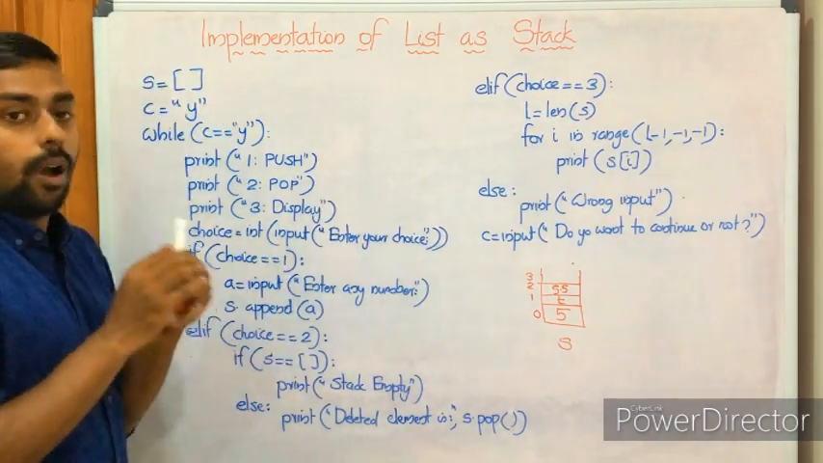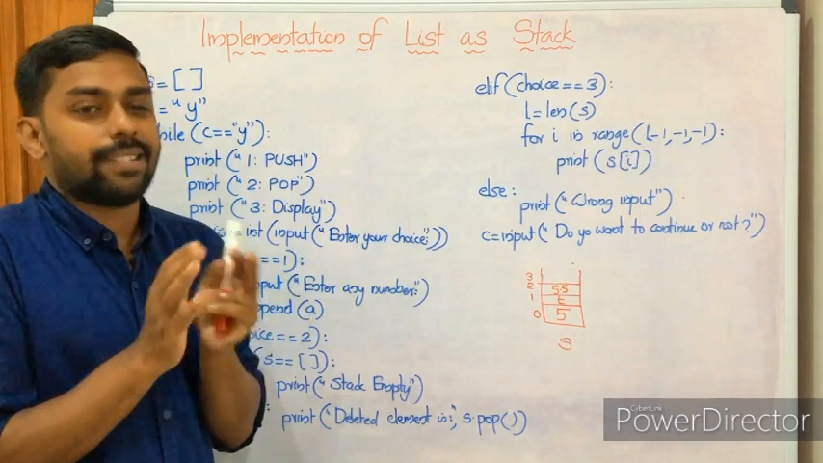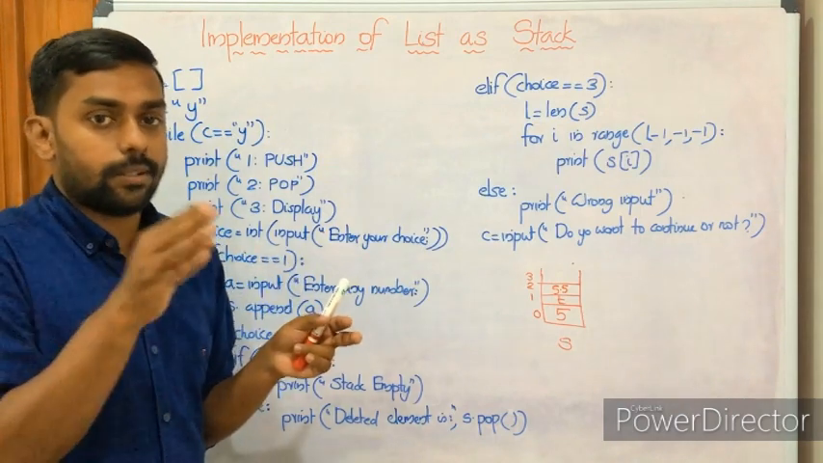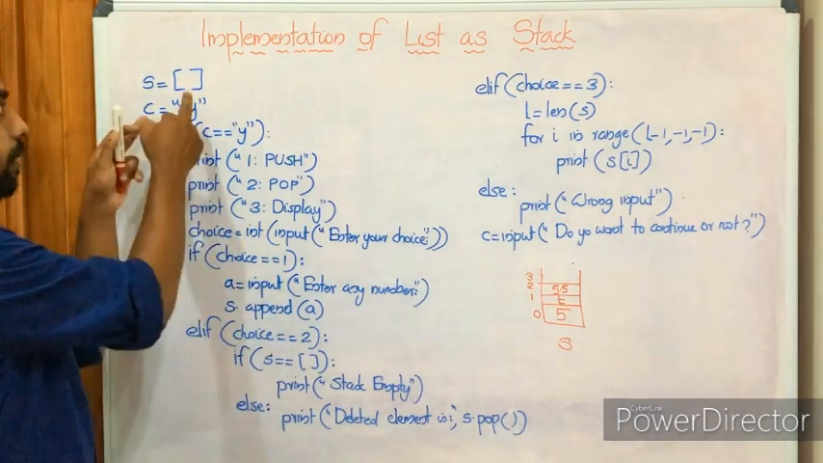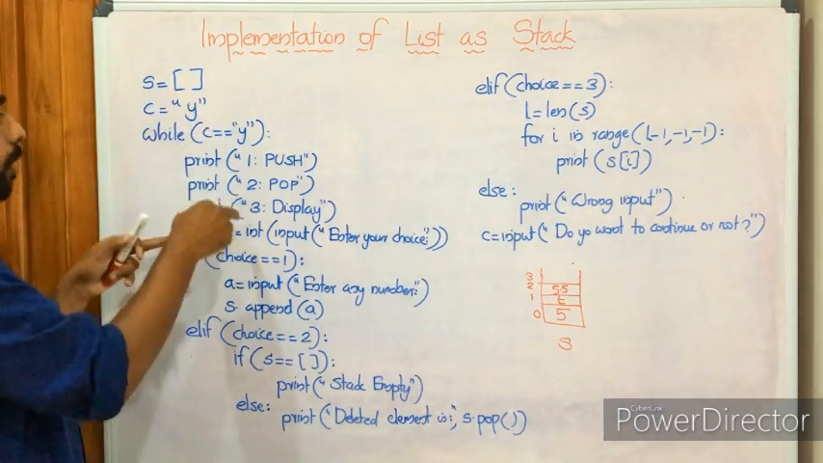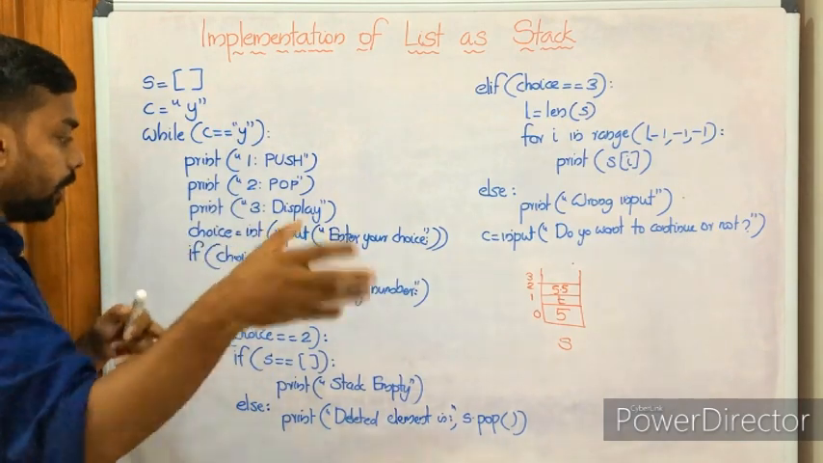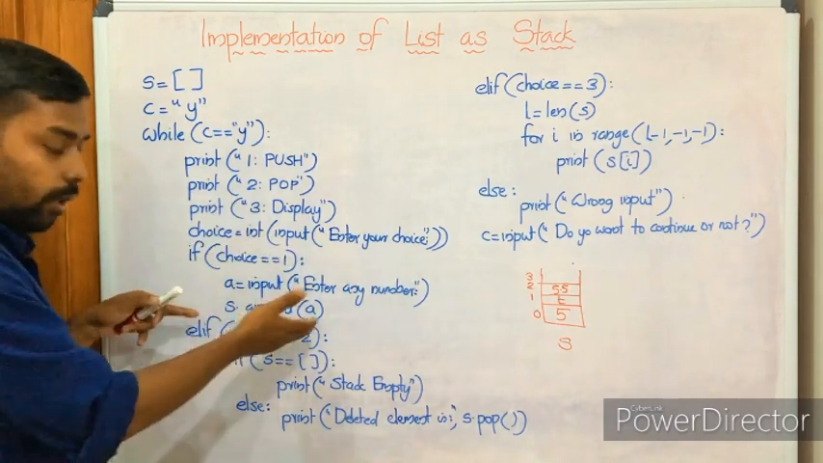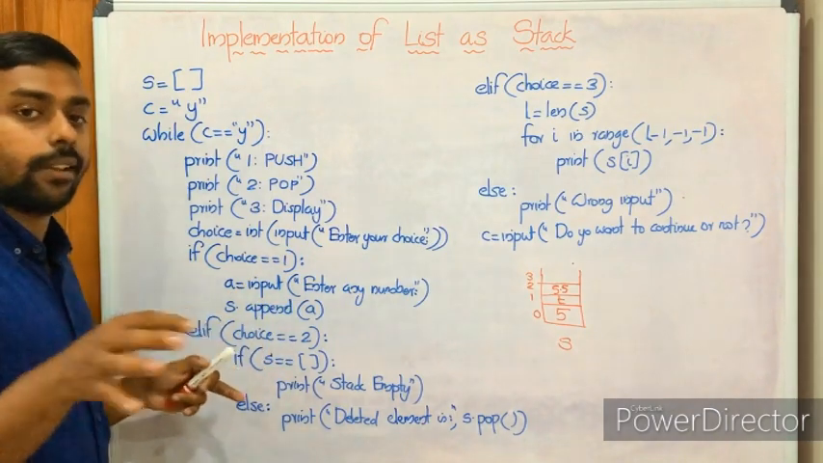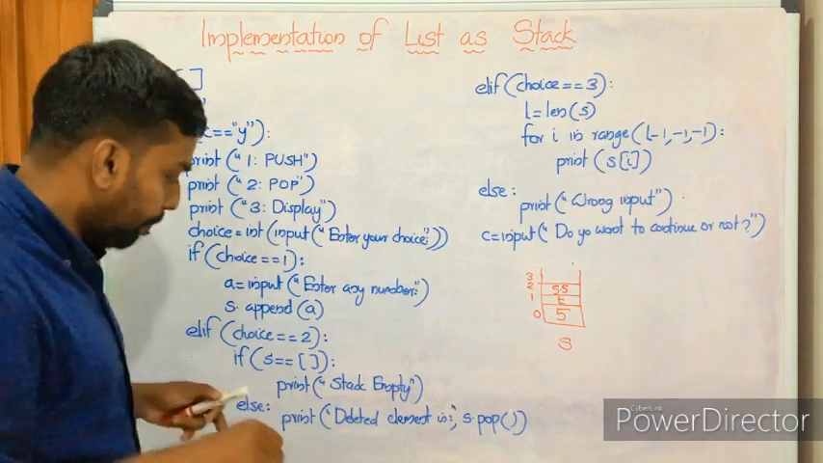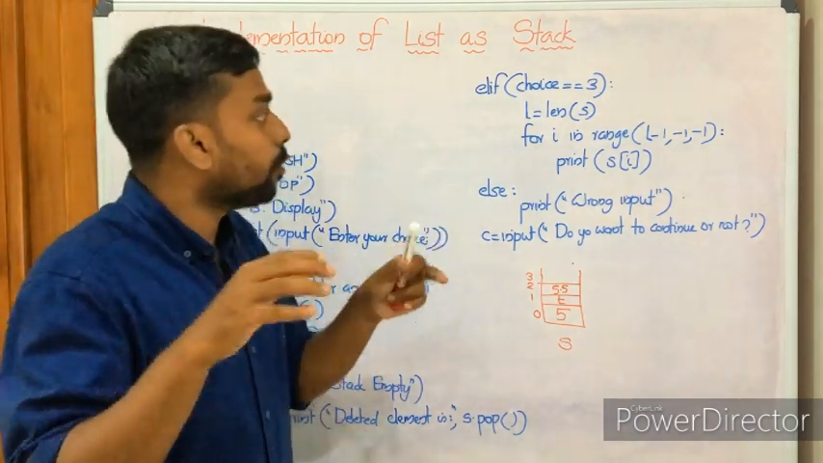So this is how we can implement list as stack or stack as a list. Stack is only a concept; we implement it through a list. We have created a stack first, then c equal to y. We have three options: push, pop, and display. Then we input and initialize choice, and if choice is 1, we are performing push operation. If choice is 2, we are checking for empty stack. If the stack is empty, we cannot perform pop operation, right? Otherwise, using the s.pop function, we can pop it out.